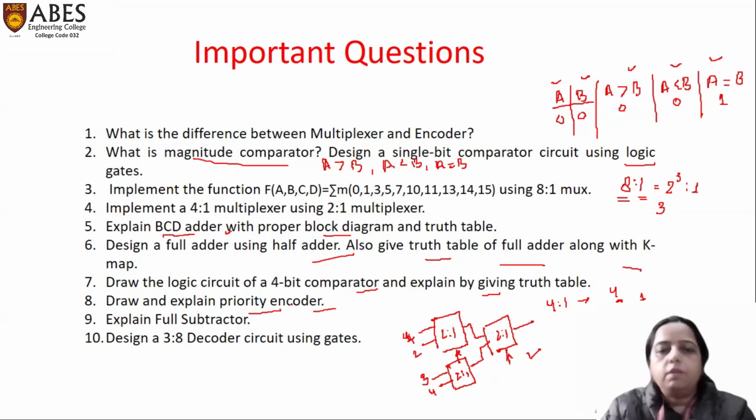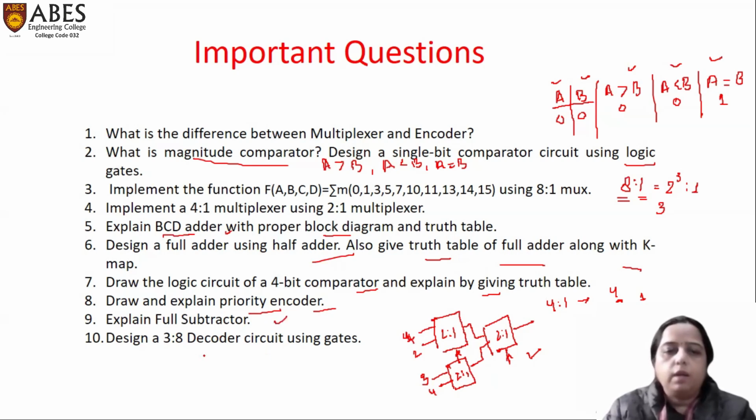Then after this, you will again have to draw the truth table, and on the basis of truth table, you will have to draw the K-maps, in which you will have to see how the priority works. Either it is working for the highest priority or it is working for the lowest priority. And then you will draw the logic circuit. Then the ninth question is explain full subtractor, which is quite simple.